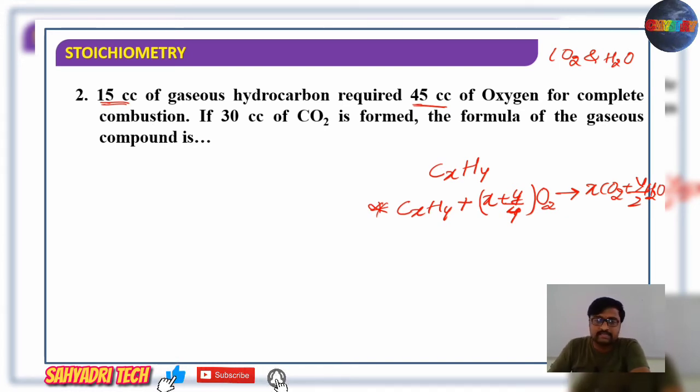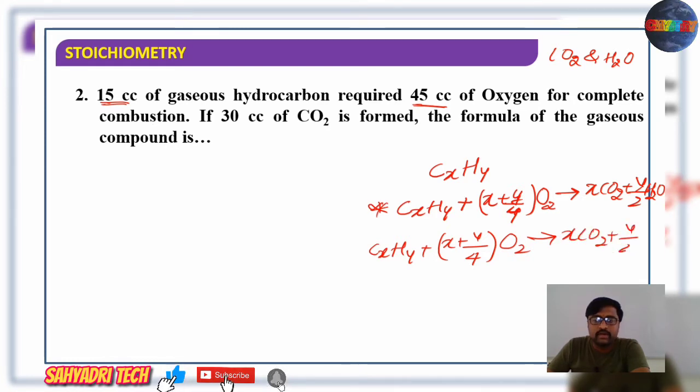So CxHy, I repeat the equation: CxHy plus (x plus y by 4) of O2 gives rise to xCO2 plus y by 2 H2O. So this equation is to be remembered.